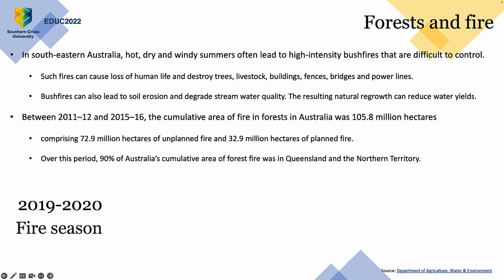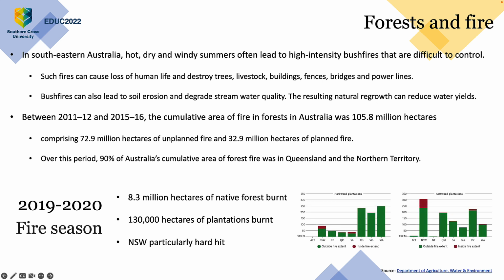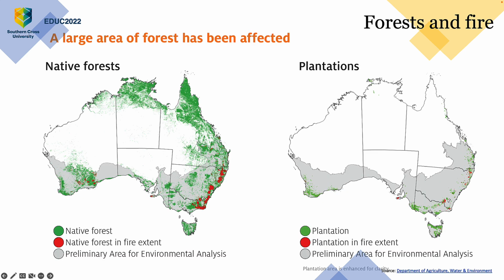But we do need to talk about the 2019-20 fire season, because that was not only a massive event for Australia, but actually a massive event globally in terms of fire. In that one event, 8.3 million hectares of native forest was burnt and 130,000 hectares of plantations burnt. New South Wales was particularly hard hit. You can see the breakdown in those graphs, the native forest and the fire extent, and how the vast amount of that was in New South Wales. It actually had massive effects on areas of the industry, particularly spotted gum plantations.